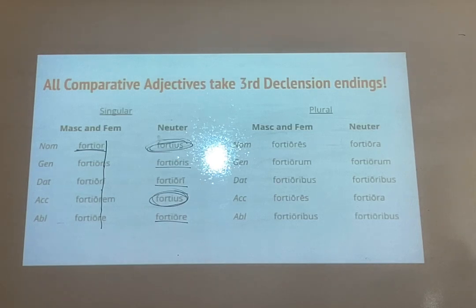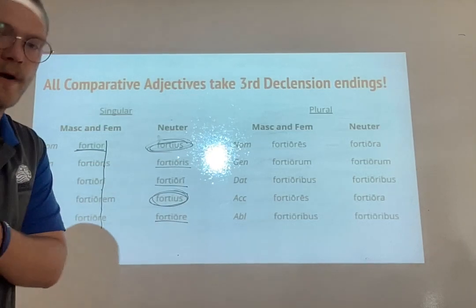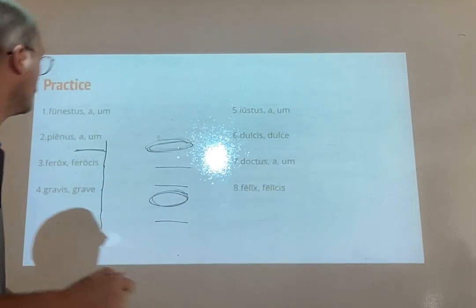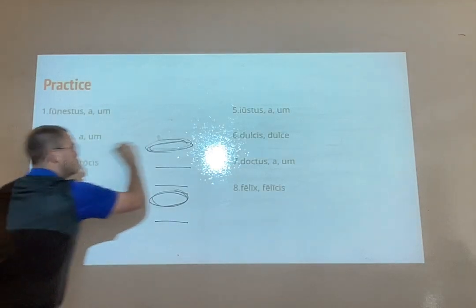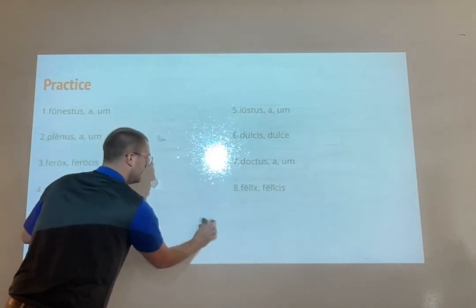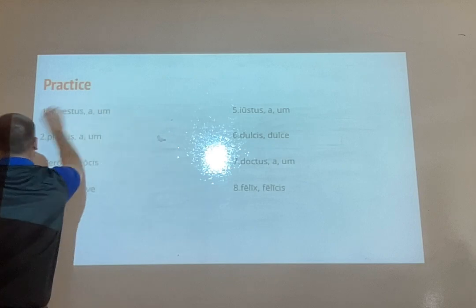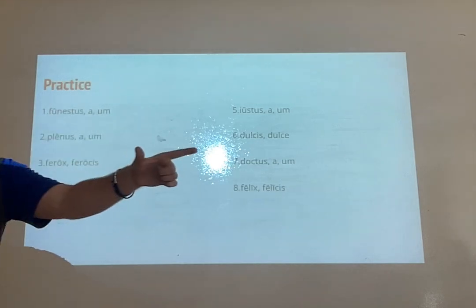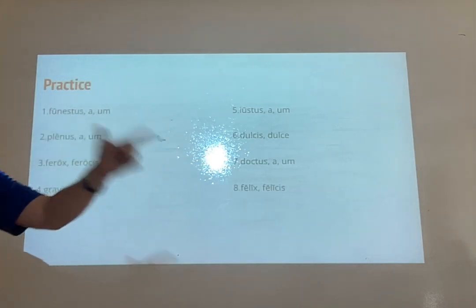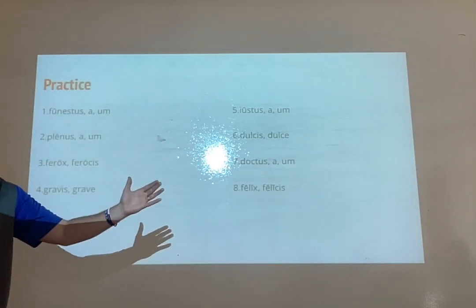And you don't need to write out that full declension or anything. We'll do practice of that later. But for right now, let's just do some of these. These are what I want you to do for homework tonight. I want you to write down what each of these would be in the masculine, feminine nominative singular and the neuter nominative singular, just like I showed you to do. And then I want you to translate them in the comparative.